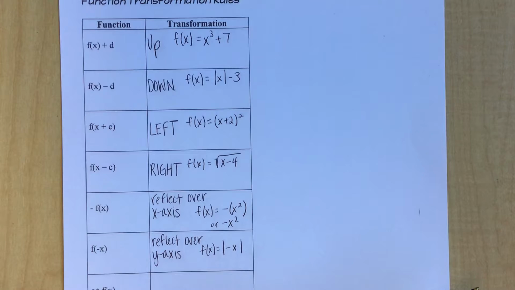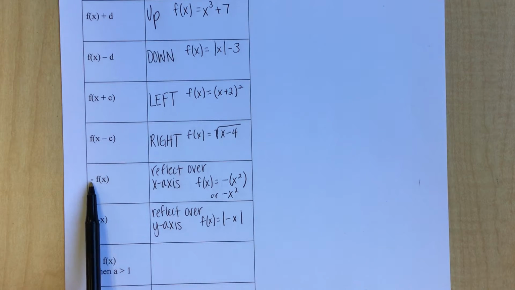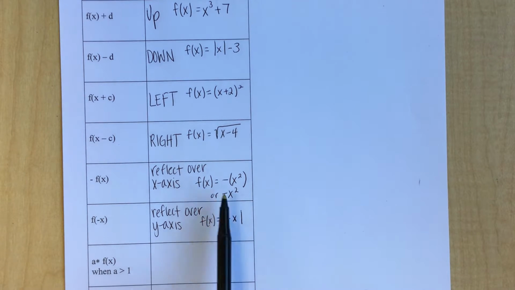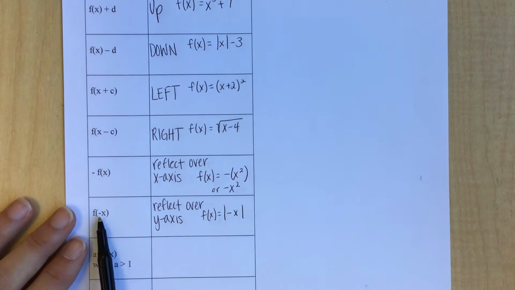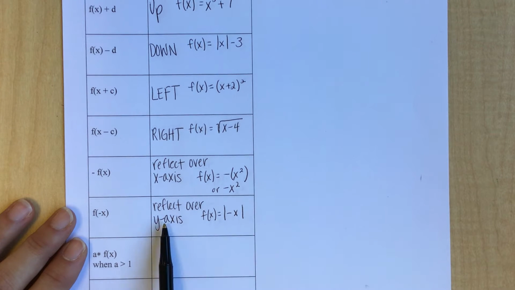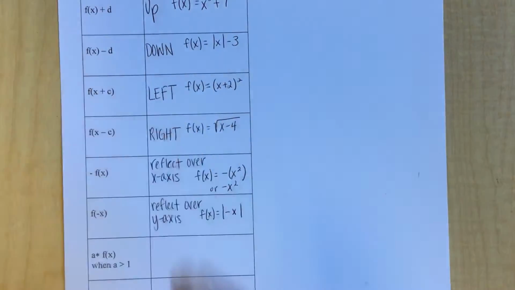Okay, and then we have reflections. Reflections come into play when you have negatives. If your negative is out in front of your function, for example, negative parentheses x squared, that means we would do the x squared first, then put the negative sign on it. That will reflect it over the x-axis, from the top down to the bottom. And then if the negative sign is inside the parent function, like here, inside the absolute value, that's going to reflect over the y-axis. So that's going to flip you from right to left, back and forth, okay?